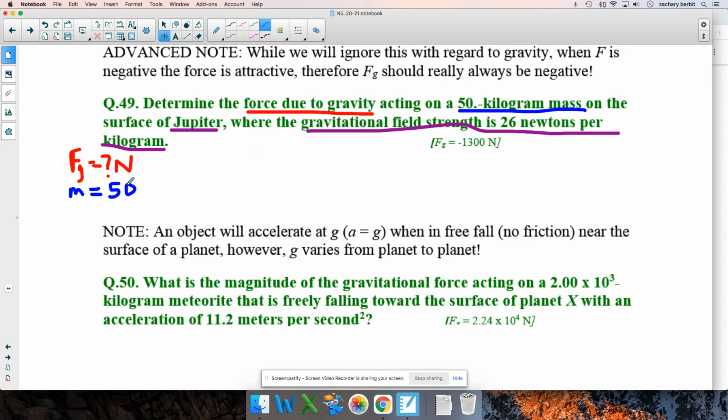And now this is on Jupiter. You don't know about Jupiter, but the problem told you about Jupiter, so now you know about Jupiter. Where the gravitational field strength, little g, is 26 newtons per kilogram. And of course, this is a very simple equation. The only thing you've got to watch out for is when you cross multiply, don't mess it up.